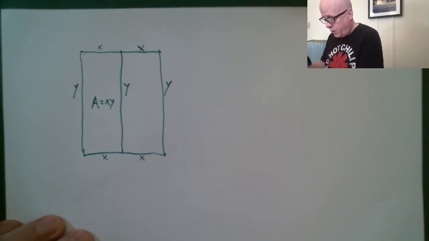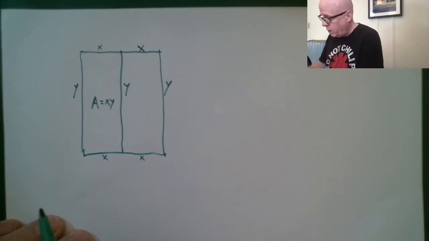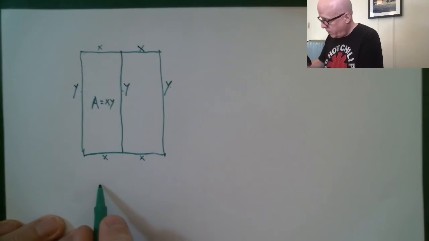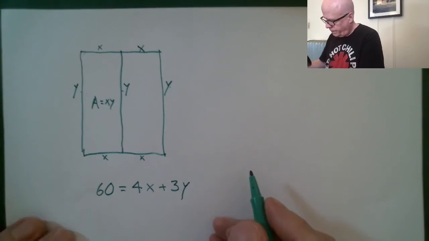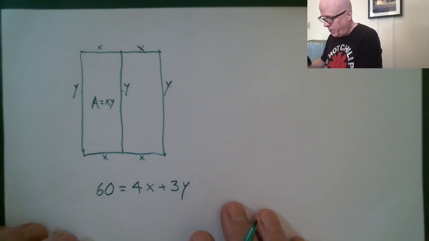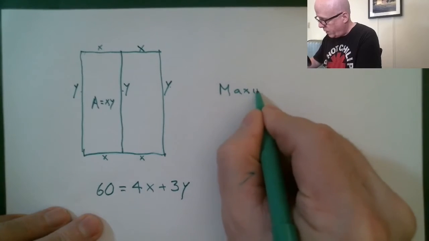But our constraining condition is going to be more interesting now. There's a total of 4 pieces of fence that are x units long, and there's 3 pieces that are y units long. Now, if I have, say, 60 feet of fence to work with, here's the constraining condition. 60 would be 4x plus 3y. So the program that we're trying to do is to maximize the area.